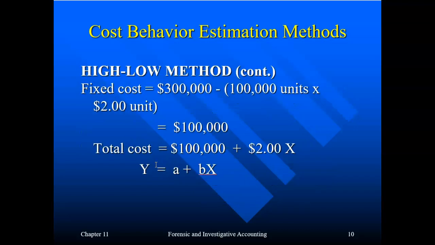Let's plug that into the numbers. Go back to, either level's fine, but let's say now your $300,000 cost level, and that's where we had 100,000 units. So take 100,000 units times the $2 per unit, subtract that from the $300,000, and that gives you $100,000 fixed cost. Now, if you use the 280 here in cost and the 90, you get the same answer.